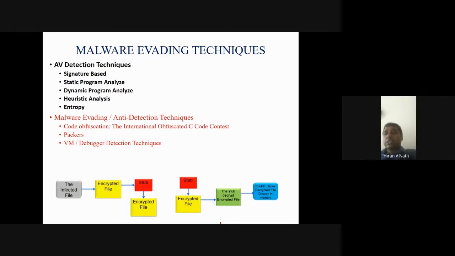anti-evading or anti-detection techniques, such as code obfuscation. It's actually a good thing which researchers are doing, because they need to protect their intellectual property. I don't want something developed by me to be copied by someone else, and tomorrow another software is released with the same code I developed. That's a loss for me. So they have introduced an obfuscation concept where the code is encrypted.